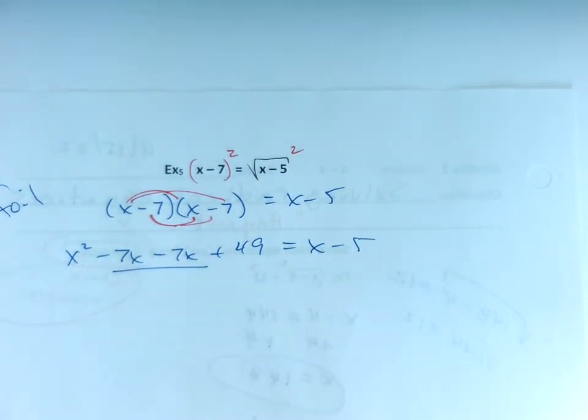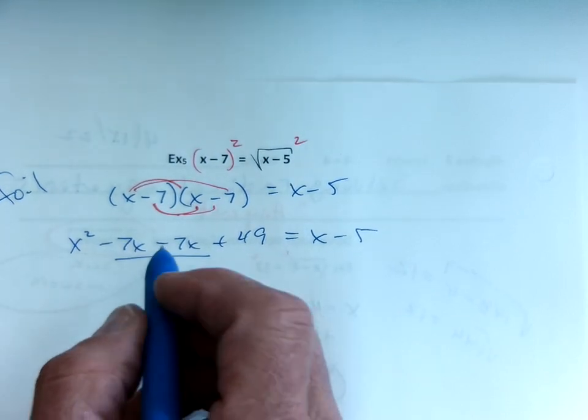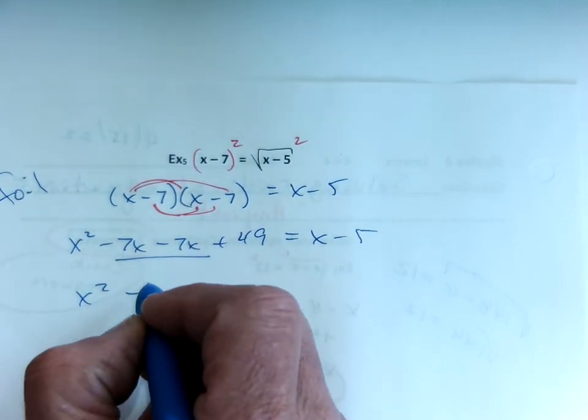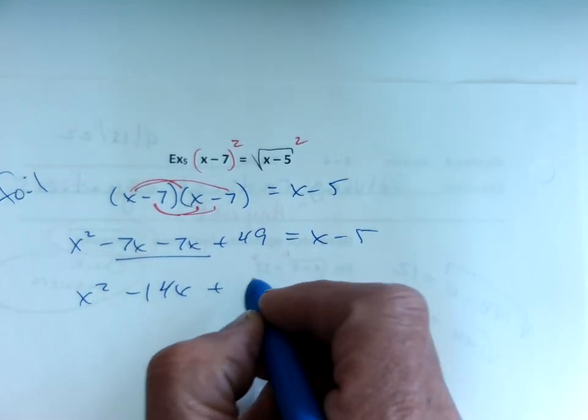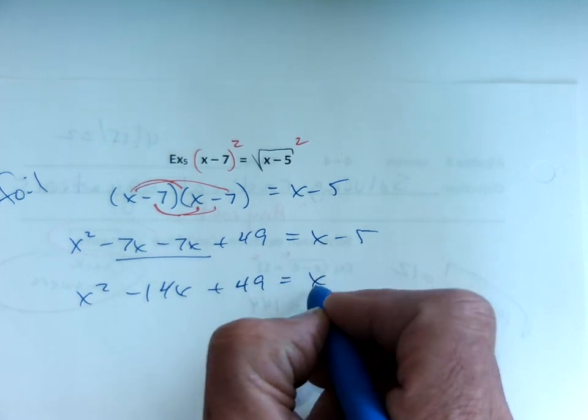Okay, yeah, it's going to take some work. I can do it. Okay, then I'm going to go x squared minus 14x plus 49 equals x minus 5.